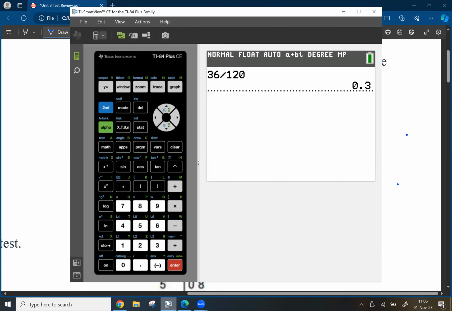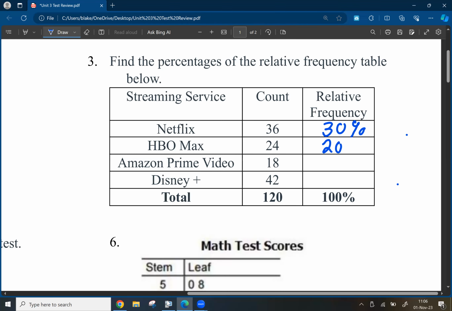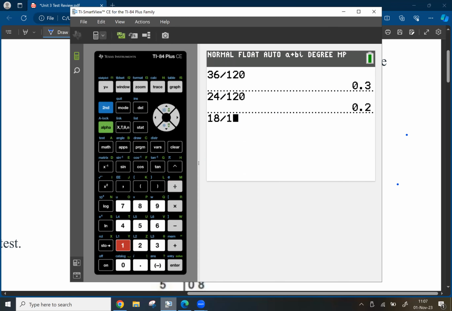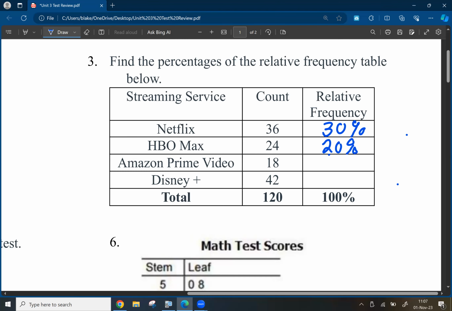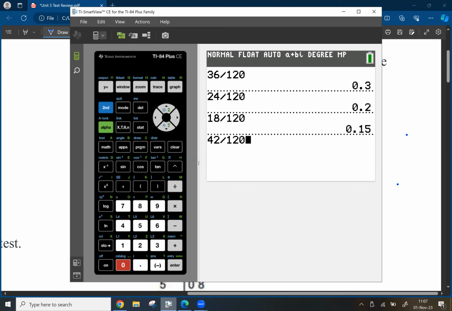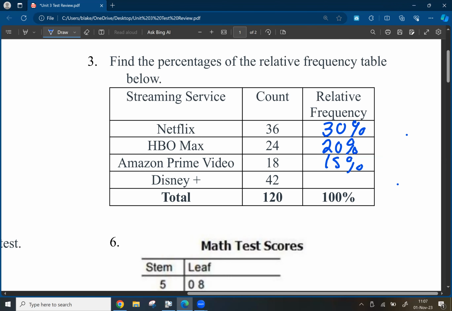24 out of 120 is 0.2, so 20%. Now, based on the math here, I was gonna say the next one's 50%, but there's 2 more categories, so never mind. We need to do 18 out of 120, which is 15%. The last one should be 35, because remember, this all has to add up to 100. So let's see, 42 out of 120 should be 35. Yep, 35%. There you go. And again, on tomorrow's test, the percentage sign, you can include it when you type it in, or you don't have to include it. It's fine either way.